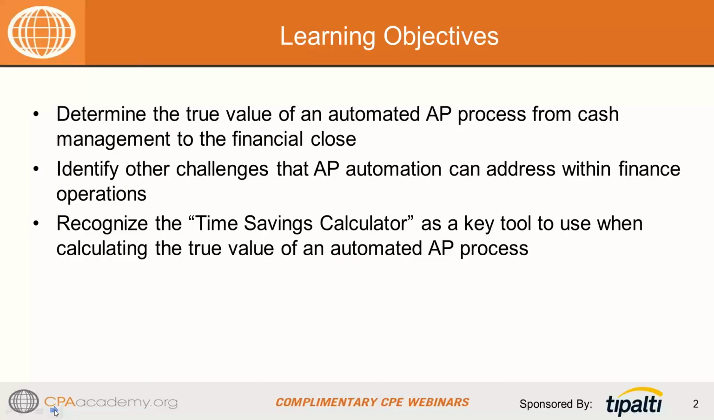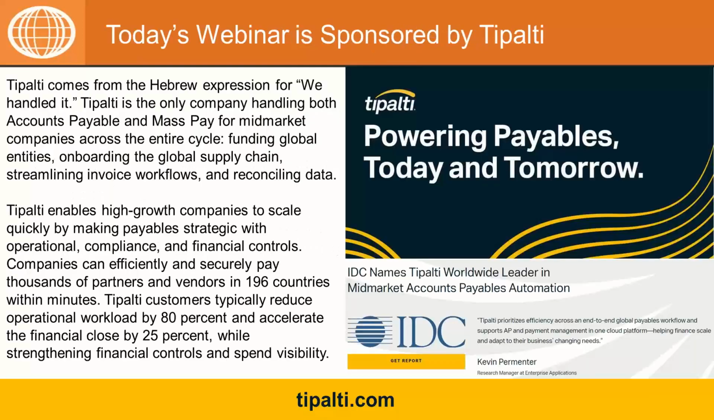The learning objectives for today's webinar are to take a look at the true value of an automated AP process from cash management to the close, and identify other challenges that AP automation can address within finance operations. We've also got a type of ROI calculator for you to take a look at. Call it the time savings calculator. This is something to put in your toolkit when you're looking at calculating the true value of an automated AP process.